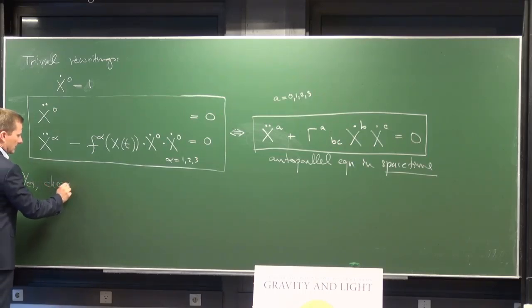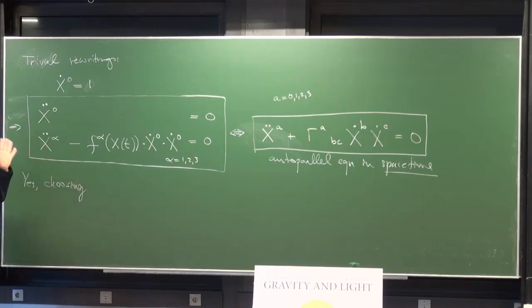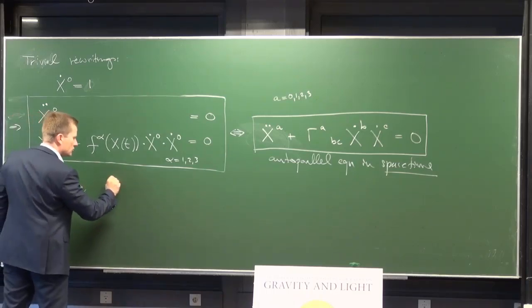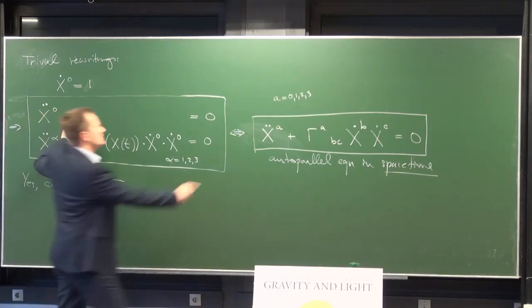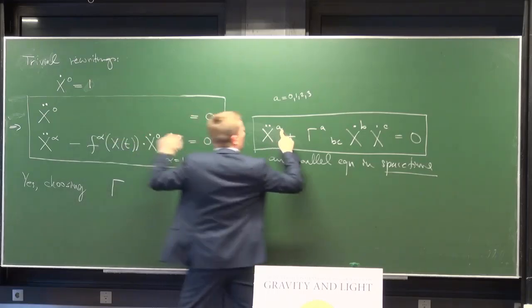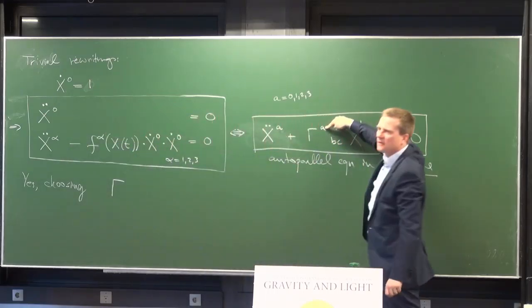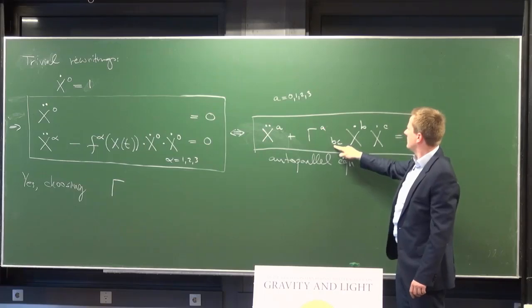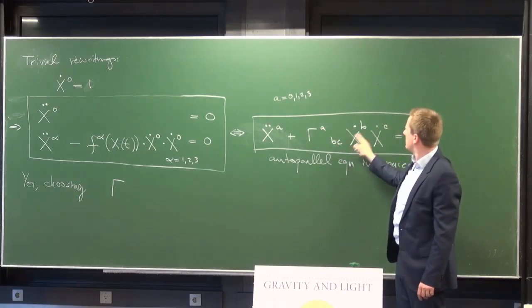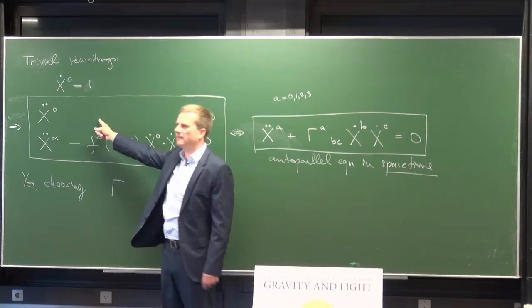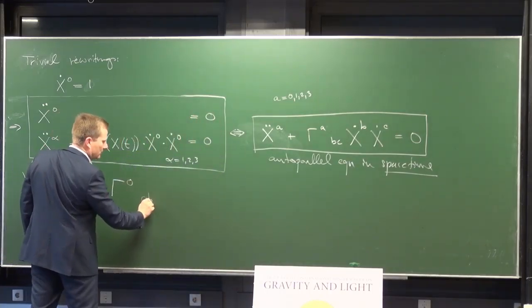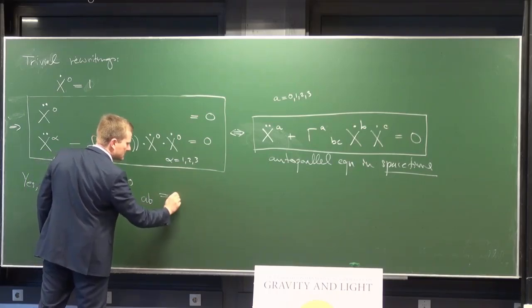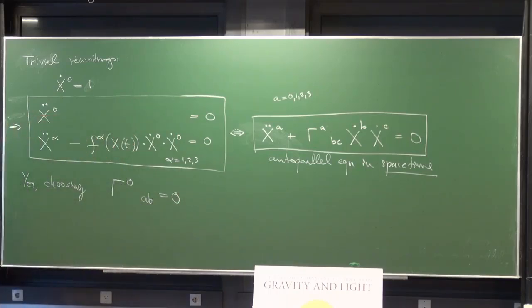And now you compare the two and you say, oh, yes, choosing in this chart, I mean, we're always in a chart with coordinates, so we can choose gammas. Choosing gamma, we read it off. What are the gamma? 0. If a is 0, what are all the gammas that have a 0 up? Well, they must all be 0 because I have plus 0 here. So gamma 0 up, whatever is down at any point in this space must be 0. I read this off.